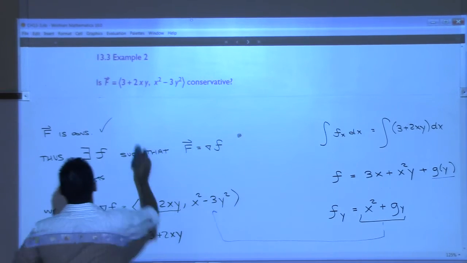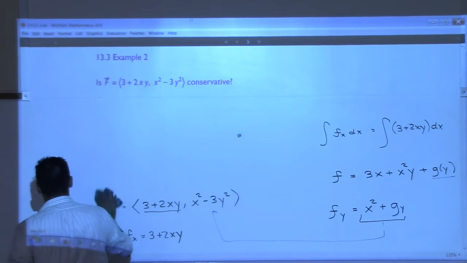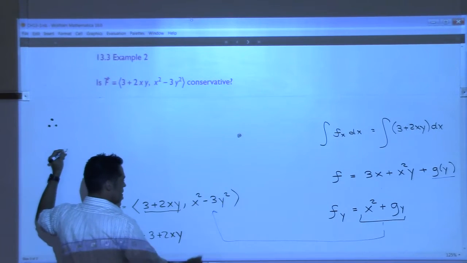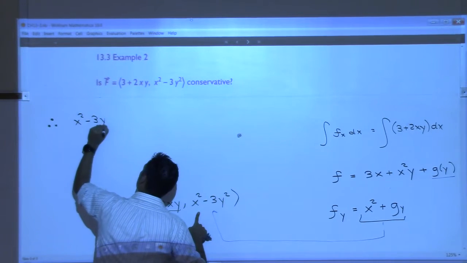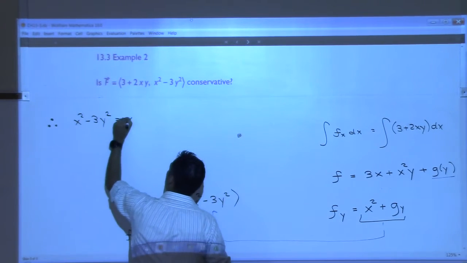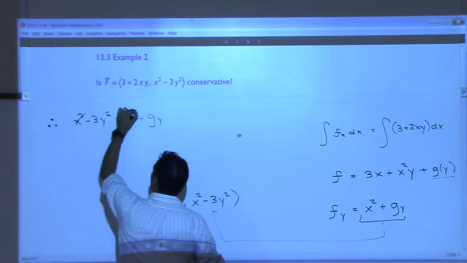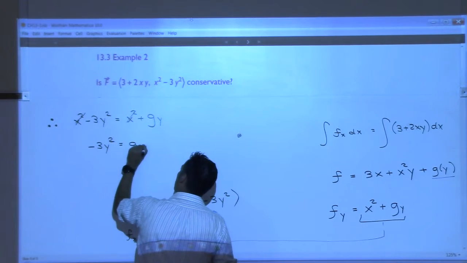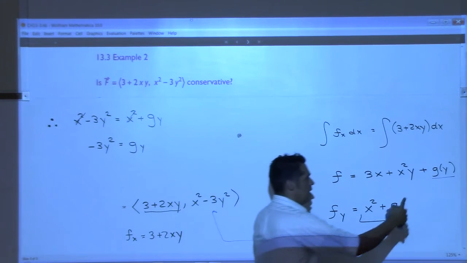So from that, I'm going to continue over here. Therefore, I'll use my 3 dots for therefore. Therefore, we have x squared minus 3y squared must equal x squared plus the partial g with respect to y. And that means that negative 3y squared equals the partial g with respect to y. But that's not what I wanted. I didn't want to know what the partial g with respect to y was. I wanted to know what g was.